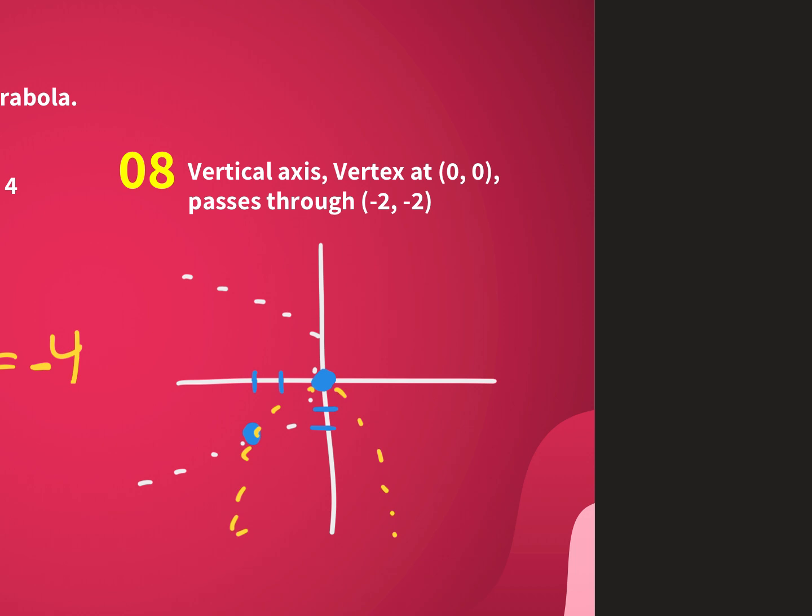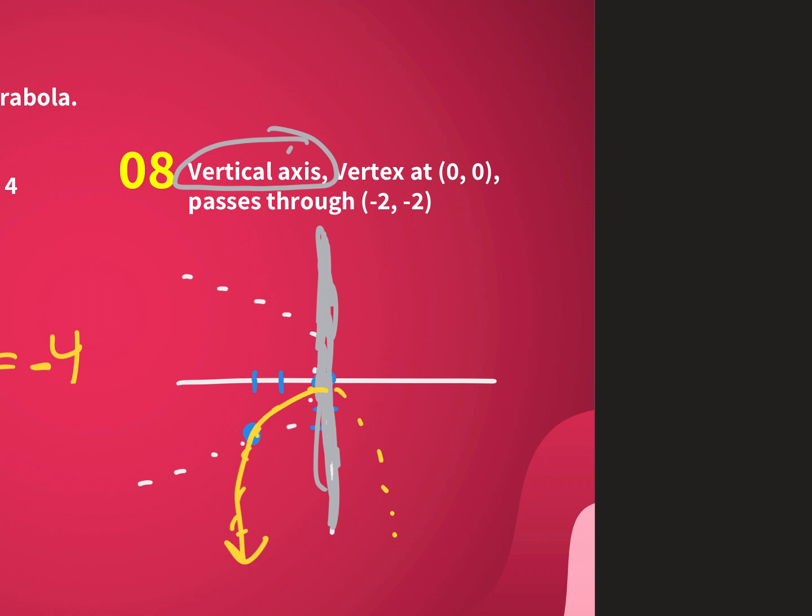Okay, somebody asked a great question. How do you know which one? What do they tell you that tells you if it's an up, down, or a left, right? It tells you the vertical axis. What do you know that the axis does? Cuts the parabola in half. So if they tell you that the vertical axis is right here at 0, 0, which parabola am I really creating? The yellow one or the white one? The yellow one. If they said the horizontal axis, then you would create the white one.